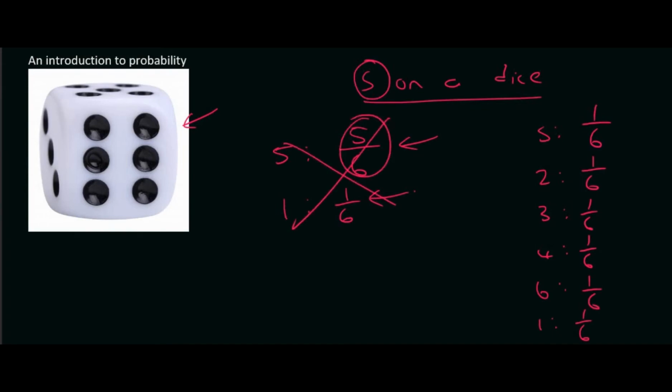What is the chances of rolling an even number? Well, that's the numbers 2, 4, and 6. So how many are there? There's 3 of them. So that's 3 out of a total of 6. And then if you simplify that, that's 1 out of 2.